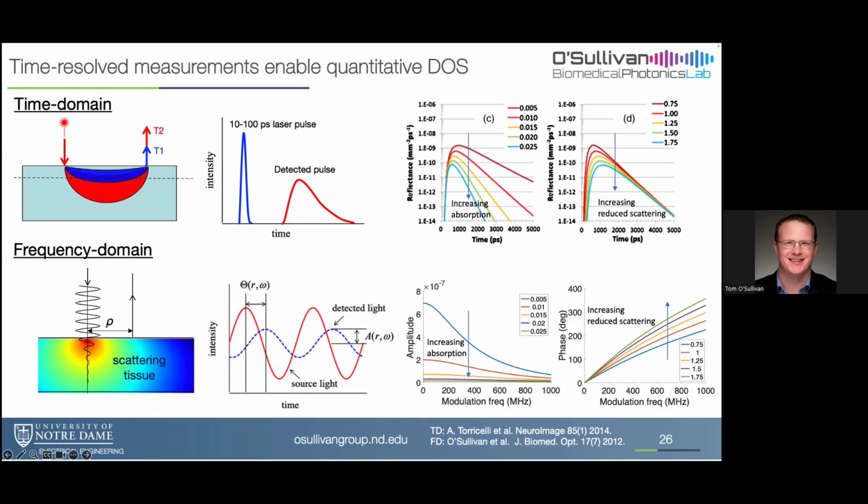Yeah. So I think you were trying to explain it, but in a nutshell, increasing reduced scattering means that when you're going down, the scattering is much more.